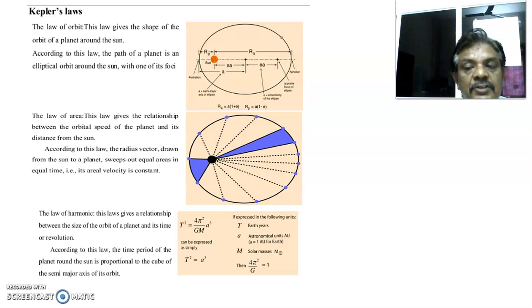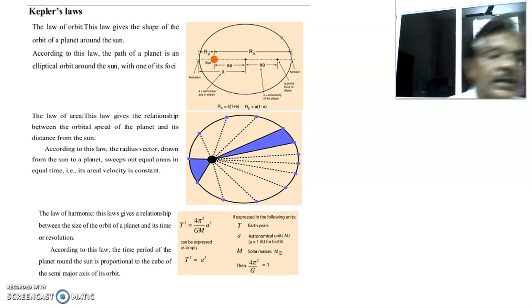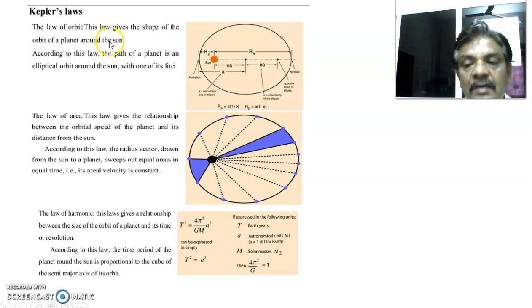Coming to Kepler's laws, as you also studied in intermediate, the rotation of the planets in the solar system is explained by Kepler, and hence they are called Kepler's laws. Every planet rotates around the sun with the sun at one focus. The first Kepler law is the law of orbits. This gives the shape of the orbit of the planet around the sun, with the sun at one focus, as elliptical. According to this law, the path of the planet is an ellipse.